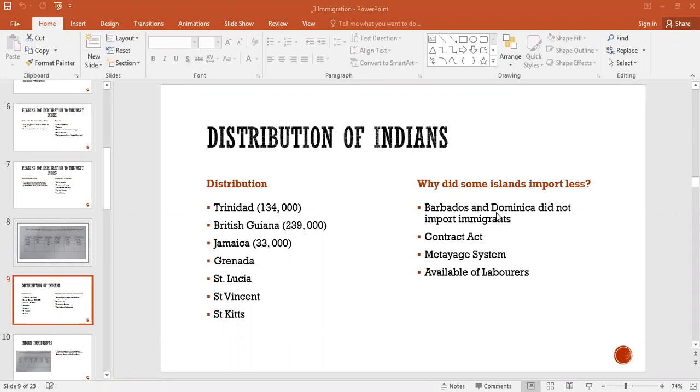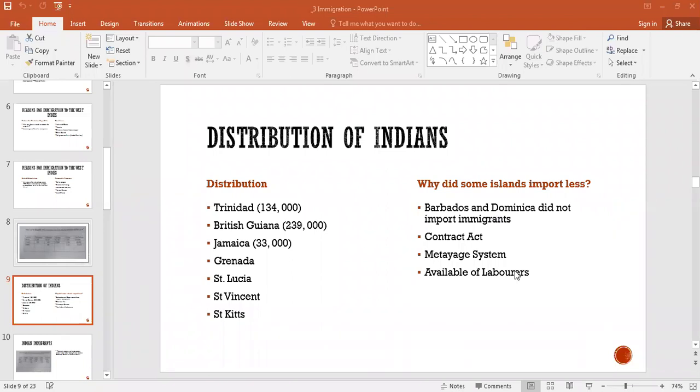All right. And so, in fact, these territories like Barbados and Dominica had available laborers. So they really had no need to import laborers. But in the case of Trinidad, British Guiana, Jamaica, Grenada, St.